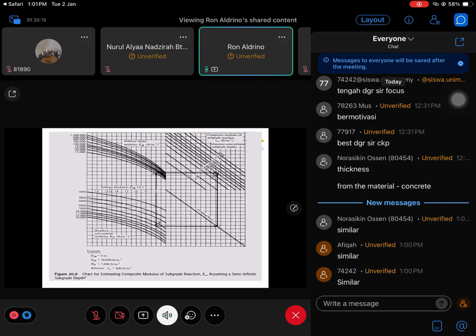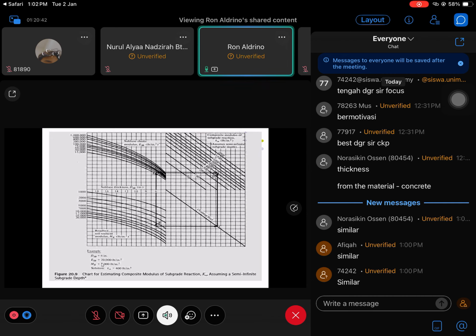Your estimated subbase thickness is 6 inch. So you take from the 6 inch and you move up towards your subbase elastic modulus, ESB. Your ESB is about 20,000, somewhere near the point A, between 15,000 to 30,000 pounds per square inch.